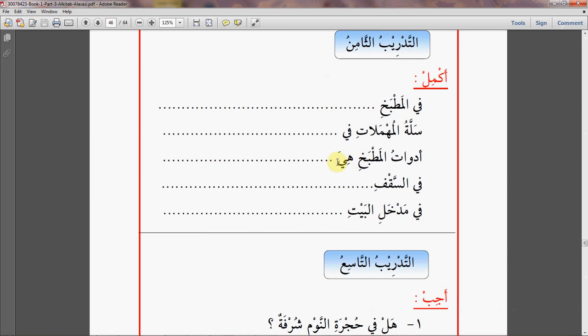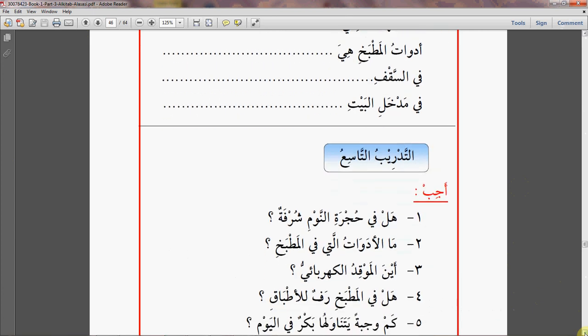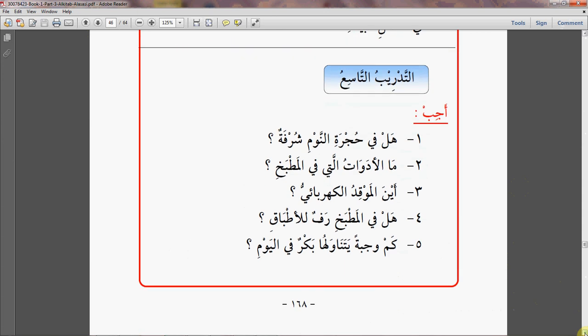أدوات المطبخ هي أدوات الطعام. You can say that. في السقف صورة. I think it's hard to say that in the ceiling, but if you want just to write the vocabulary that comes in the lesson, that's okay, but at least you have to make sure that you remember all these vocabularies and don't forget them. Okay.